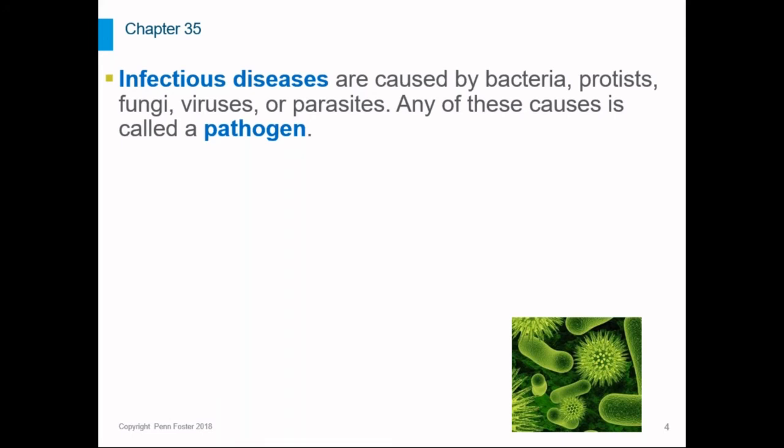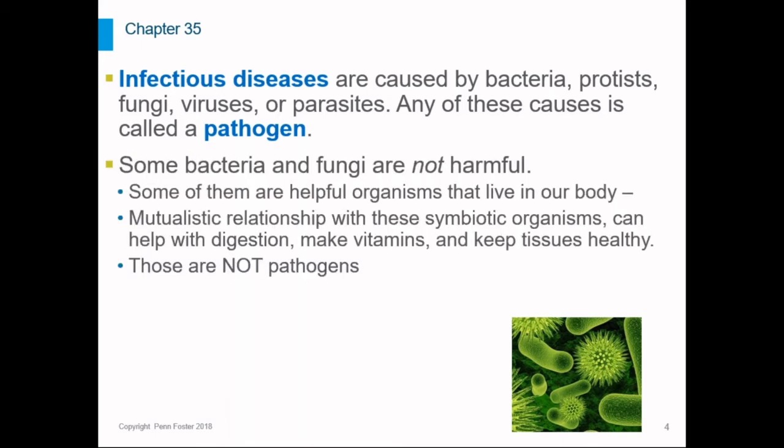Infectious diseases are caused by bacteria, protists, fungi, viruses, or parasites. Any of these causes is called a pathogen. And remember that not all bacteria and fungus cause disease. In fact, some of them are helpful organisms that live in our body. We have a mutual relationship with some of these symbiotic organisms, and they can help with digestion, they help make us vitamins, and keep our tissues healthy. The good ones are not called pathogens. So in this chapter, we'll be focusing on pathogens. They're specifically the bacteria, protists, fungus, viruses, or parasites that cause disease.